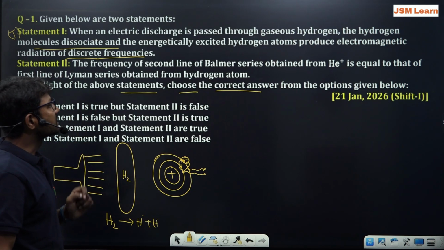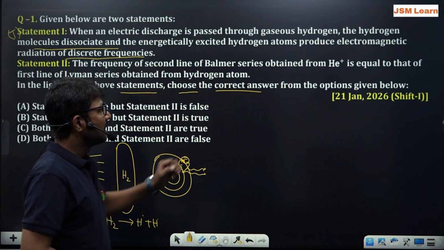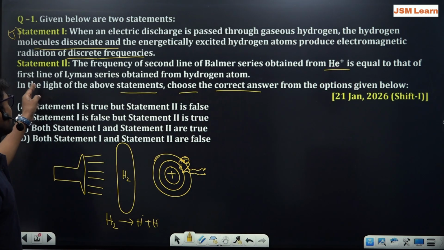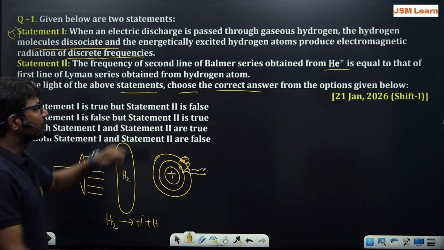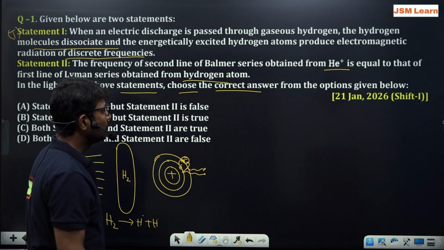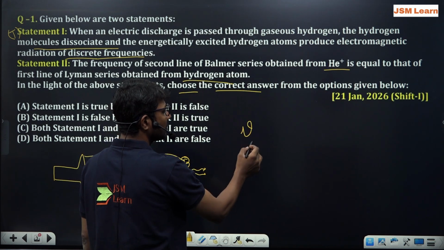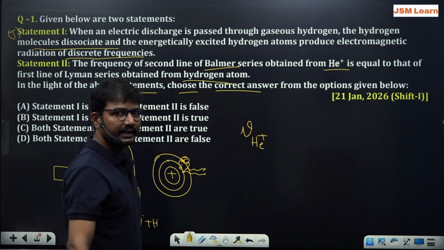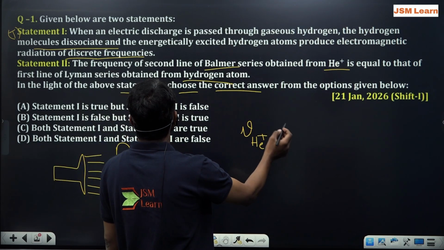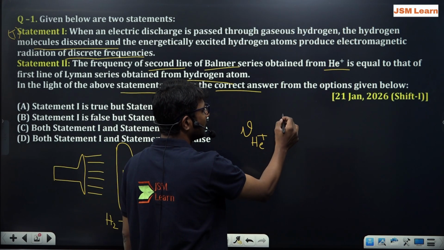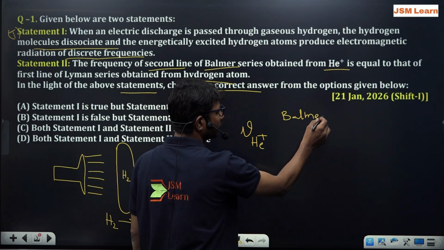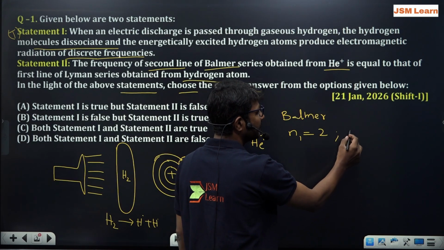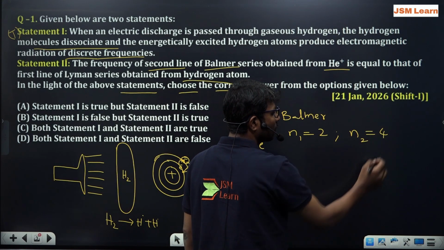Now let us see the second statement. The frequency of the second line of the Balmer series obtained from He plus is equal to that of the first line of the Lyman series obtained from the hydrogen atom. So we have to identify the frequency of He plus in the Balmer series. The second line of the Balmer series means, in Balmer, n1 is 2, and for the second line, n2 will be 4.